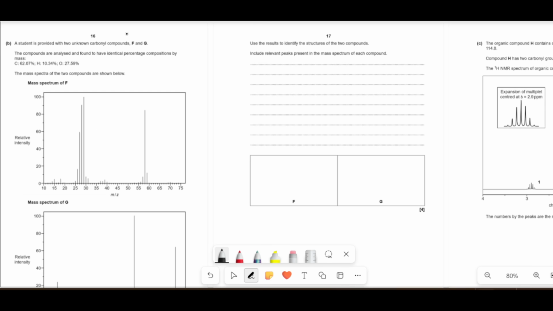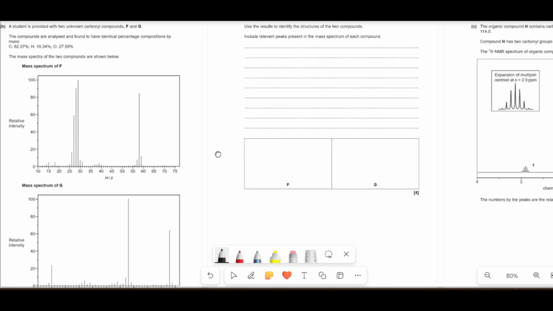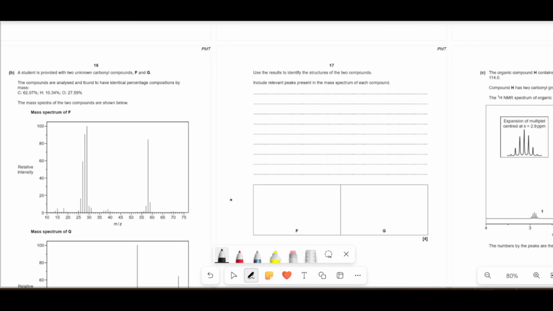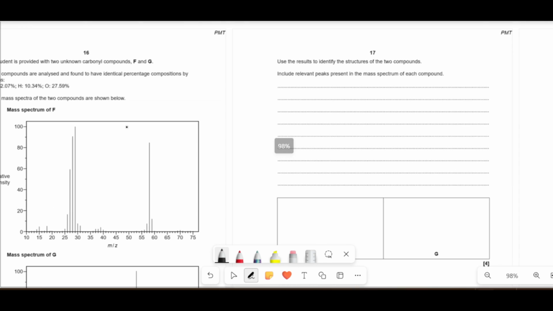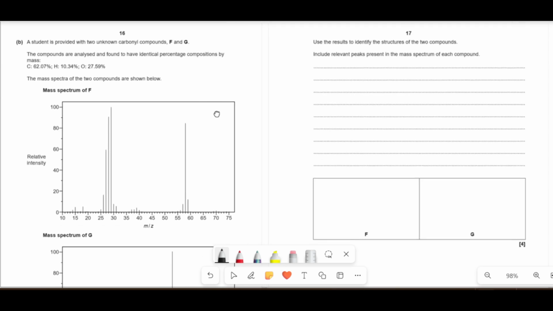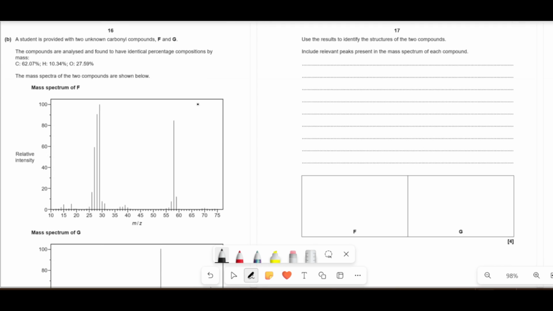Students provided with 2 unknown carbonyl compounds analyze them and find they have identical percentage composition by mass. We've got mass spectra here, and then it's saying find out what it is. And rule number 1 of all of this is to collect what you know straight away from the question. All right, every single time. What I mean by that is look at what you can objectively conclude and say, this is what the question has told me. First sentence, it's 2 unknown carbonyl compounds.